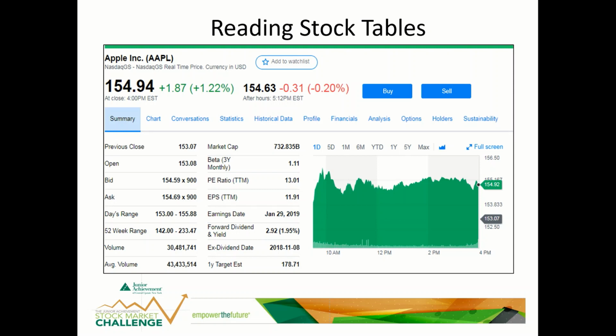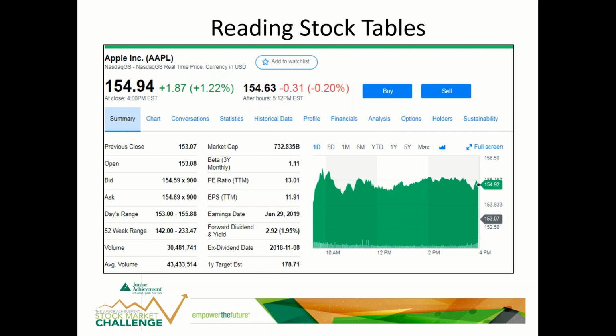EPS. The EPS figure represents how much of the company's net income or profits is accounted in a single share. So EPS stands for earnings per share. For example, if a company's net income is 10 million and there are 5 million shares outstanding, EPS would be $2 per share. Earnings date: this is the date the company will next be reporting its financial results to its shareholders and to the public.